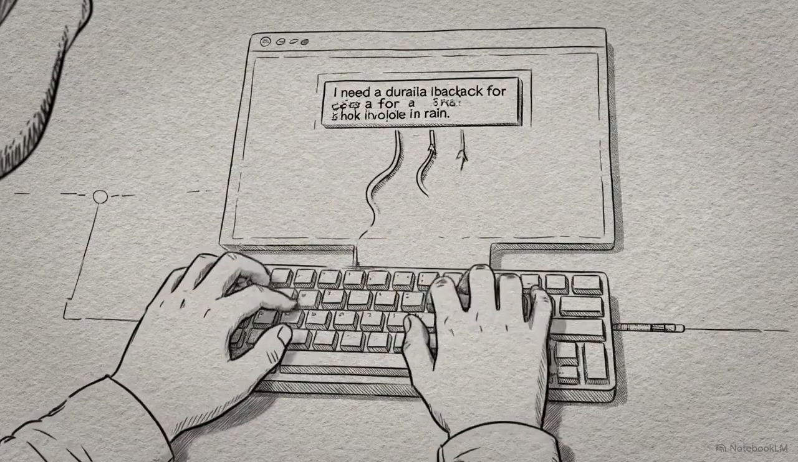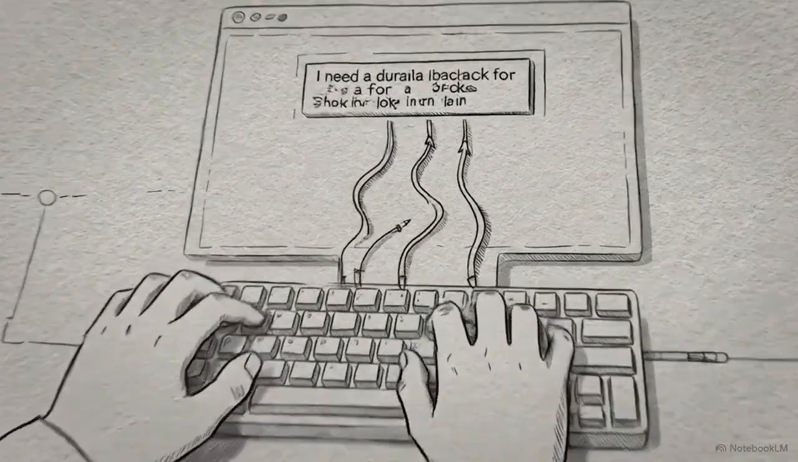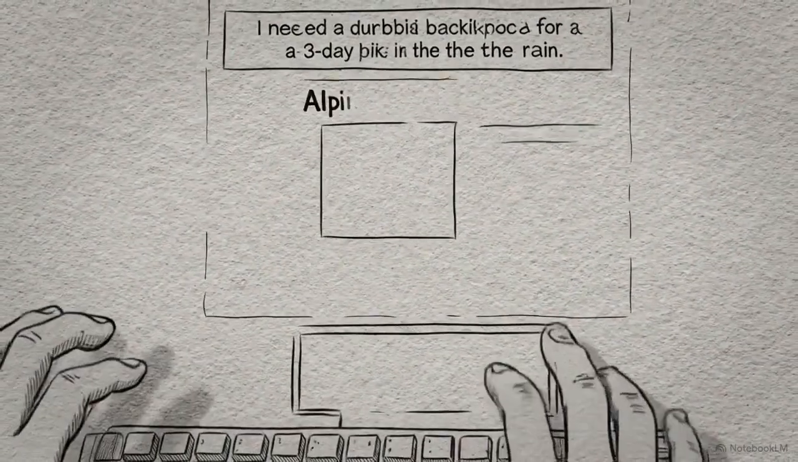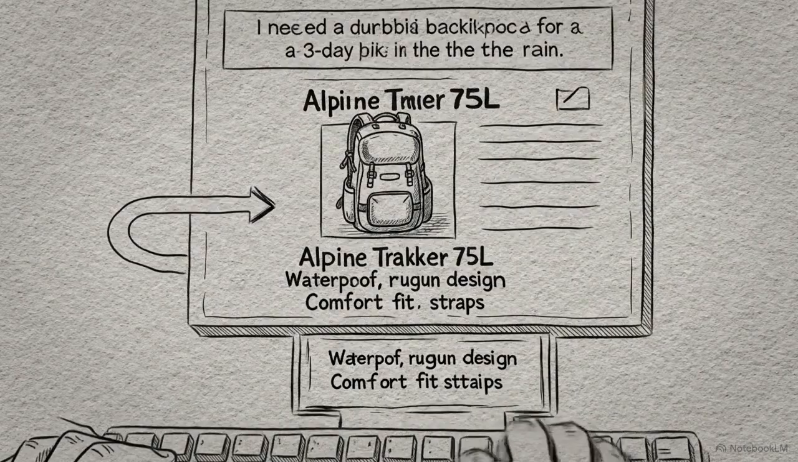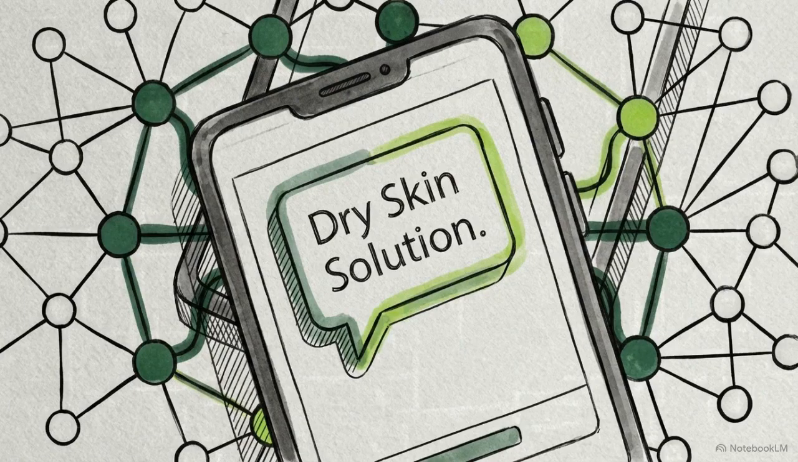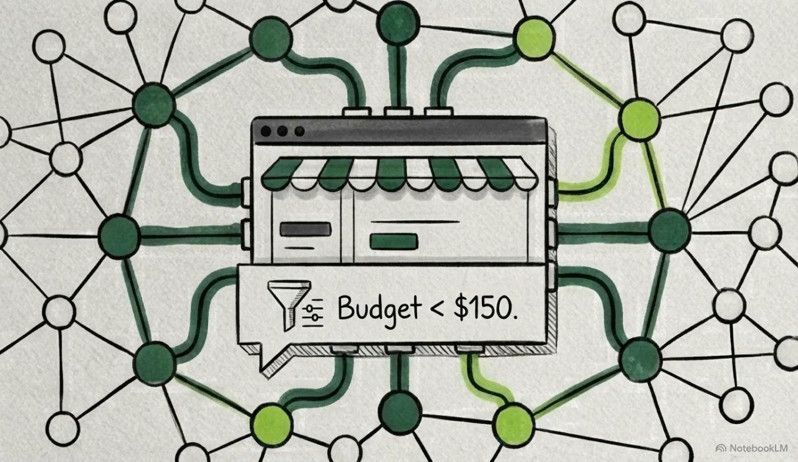Step 5 requires a shift in focus. Because AI agents process full sentences, the goal moves from ranking keywords to matching the customer's actual intent. AI agents typically handle specific query patterns. These include use case requests like "I need a moisturizer for dry skin," and strict constraints such as "What's the best hiking pack under $150?"